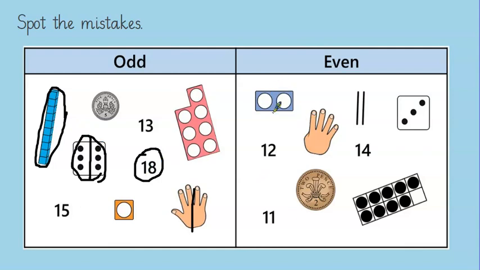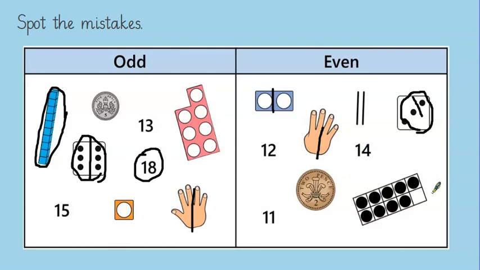2 is an even number. Great. 4 is an even number. This is 2 10s, but if you split them in half, there's the same number on each side, so it is even. 1, 2, 3. I can't split that into an even number. That's a mistake. 12, I know 2 is an even number, so that's okay. And I've got 2 again. It's an even number, it's fine. 14, I know 4, like this, is an even number, so again, that's okay.